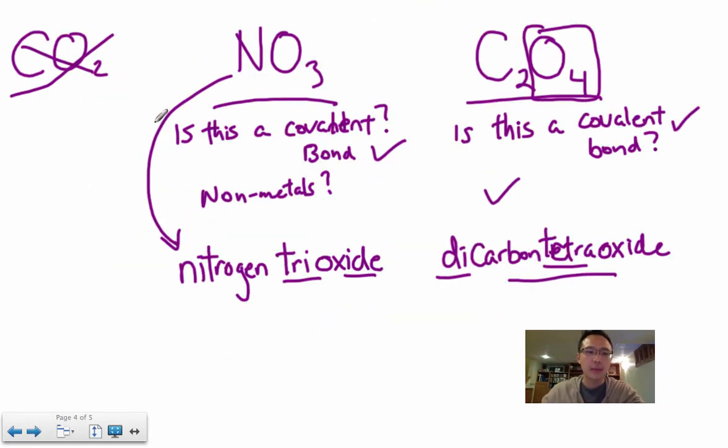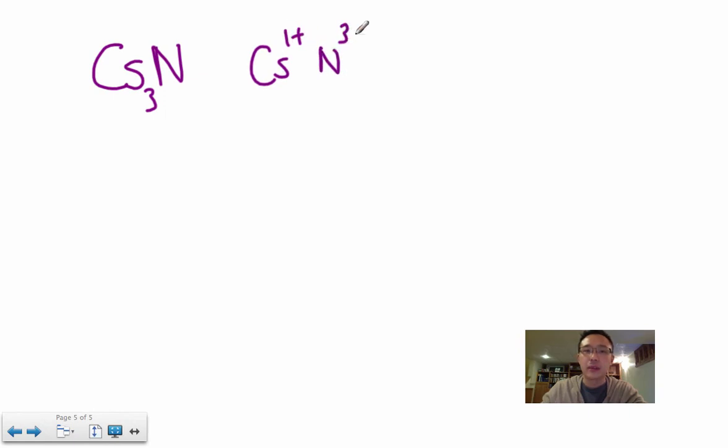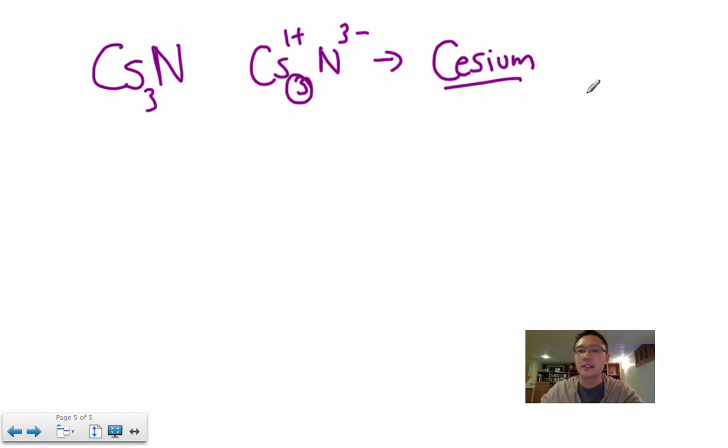To give you a last example, oh, I have too many over there. Let's think about cesium, and I don't know if this actually even exists, but nitrogen. This should be Cs3N. Cesium is 1 plus, nitrogen is 3 minus. So you need 3 of these cesiums to bind with 1 nitrogen. How do I name this? It's easy. Cesium stays exactly the same. I don't even care if there's 3. It stays exactly the same.